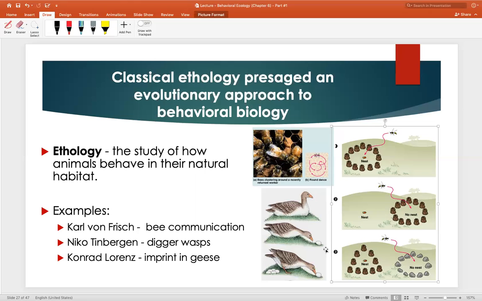This is something that is extremely interesting because as we think about each one of these examples, von Frisch's honeybee communication, Tinbergen's female digger wasps and landmark identification for nests, or Lorenz's imprinting in geese, we need to think about what these behaviors do for those particular organisms to make them more successful. We also need to think about whether these behaviors are considered innate, instinctual, or learned, and whether that makes a difference with regards to the overall success rate of those organisms.